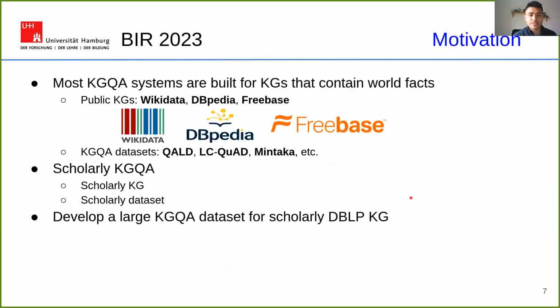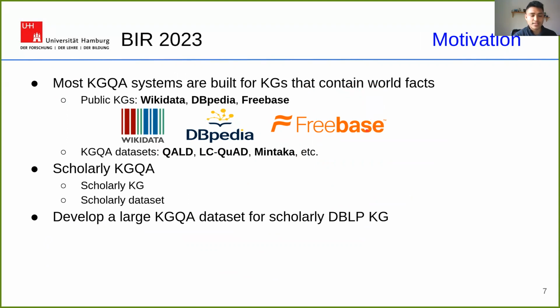Next, the motivation. Most KGQA systems that exist are built for knowledge graphs that contain world facts. These knowledge graphs include Wikidata, Wikipedia, and Freebase, and the corresponding datasets are QALD, LC-QuAD, and Mintaka, for example. These knowledge graphs and KGQA datasets only focus on world facts and general information.